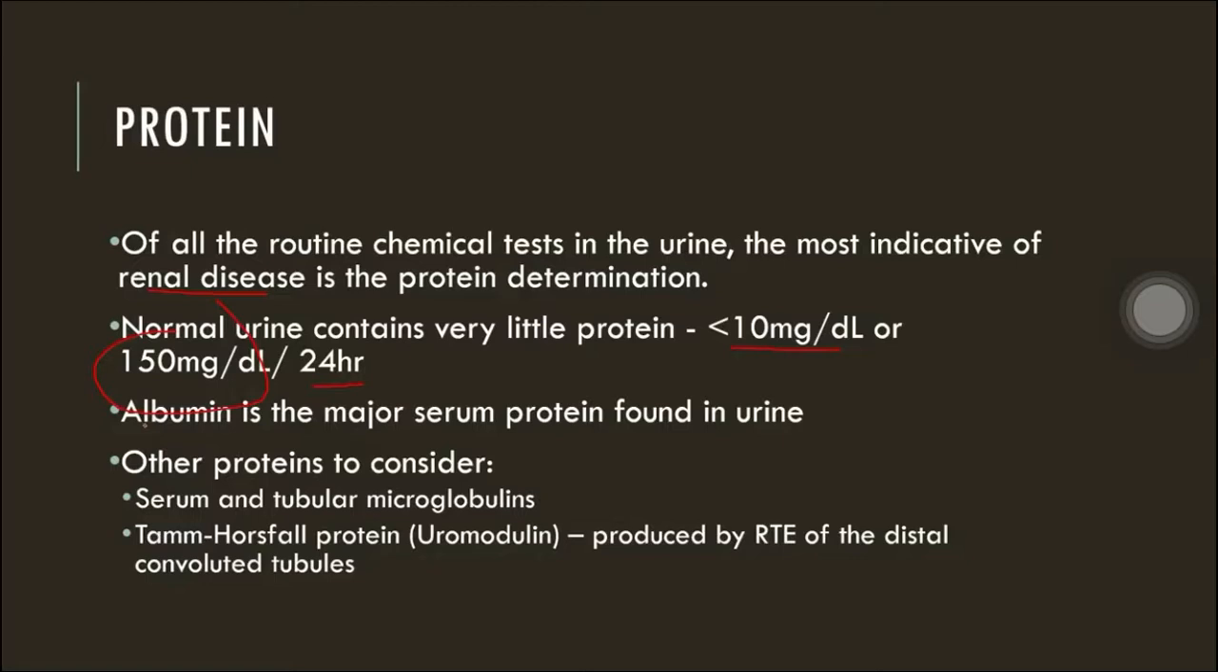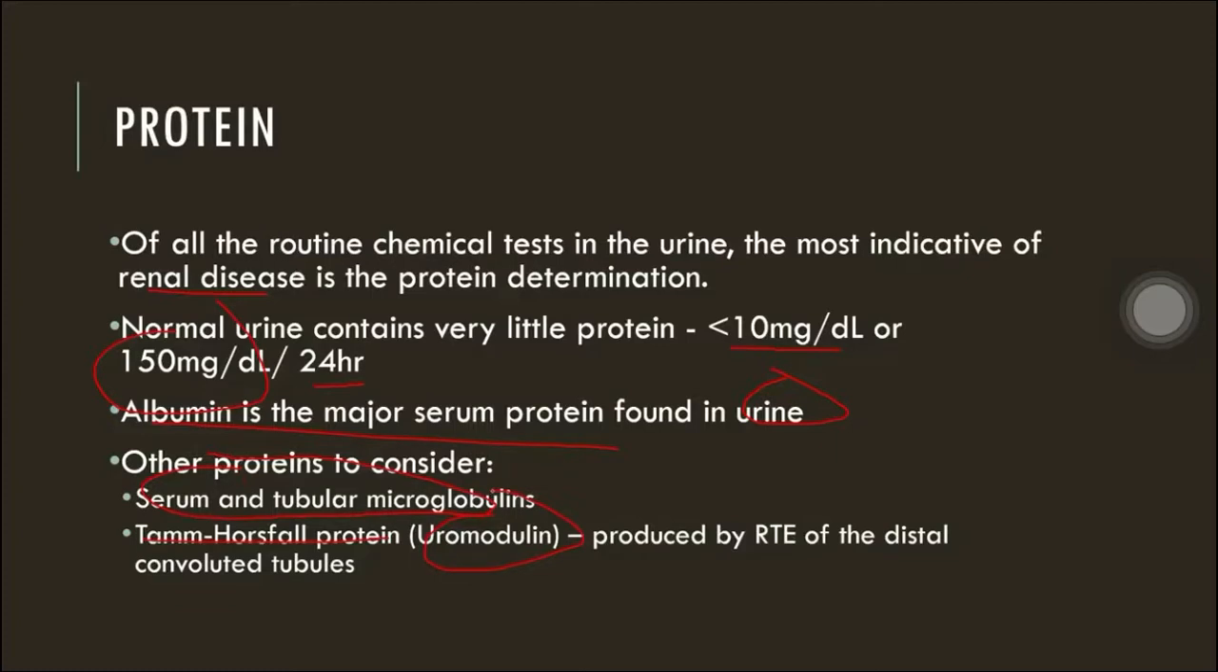So albumin is the major serum protein found in urine. Aside from that, you have to consider other proteins that may be present in the urine, such as serum and tubular microglobulins, kasama dyan sila beta-2 microglobulin of the major histocompatibility complex, as well as the presence of cystatin C, yung mga low molecular weight proteins or globulins. How about Tamm-Horsfall protein or uromodulin? This is the major protein found in normal urine.